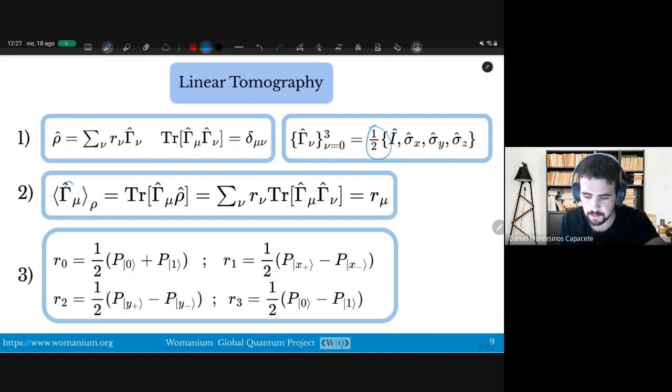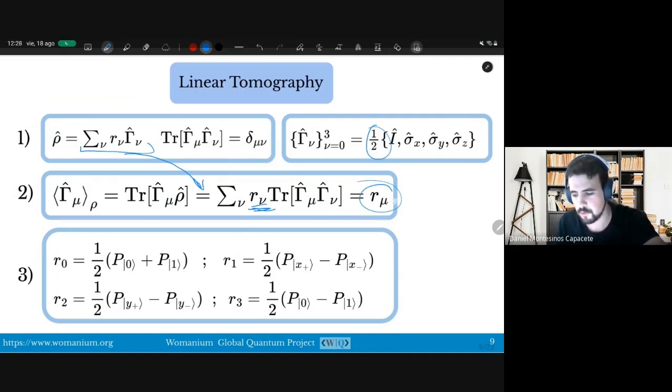This index here just indicates each of these matrices. The expected value would be the trace of the corresponding operator, because these matrices at the end are operators, times your density matrix. And if you plug this expression in here, this is just that. Using the linearity of the trace, you can take these coefficients out of the trace operation, and you can use this property here. And at the end, you get the coefficient, right?